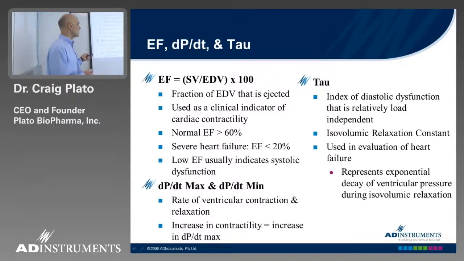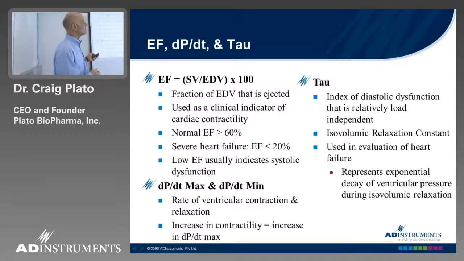dP/dt max and min, again, is the rate of ventricular contraction and relaxation. An increase in contractility will give you an increase in dP/dt max. And what should be pointed out here is that there's both a positive dP/dt max and a negative dP/dt max. Positive dP/dt max is the rate of pressure generation during systole. Negative dP/dt is the rate of pressure reduction or relaxation, right? And the maximals of those tell you something about contractility and about relaxation.